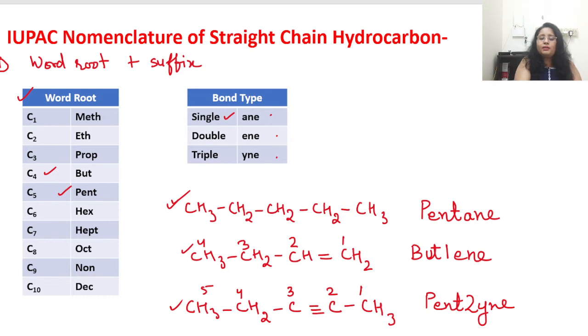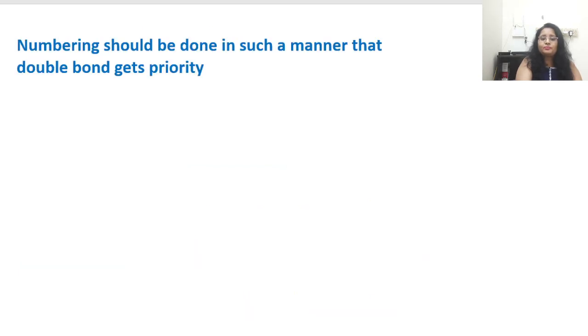Now come to the next rule, which is for the counting and the numbering of the carbons. Numbering should be done in such a manner that the double bond gets priority. So if we have multiple bonds, like if a chain has a double bond and a triple bond both, or sometimes if the chain has one double bond only, how are we going to number? Let's have an example.